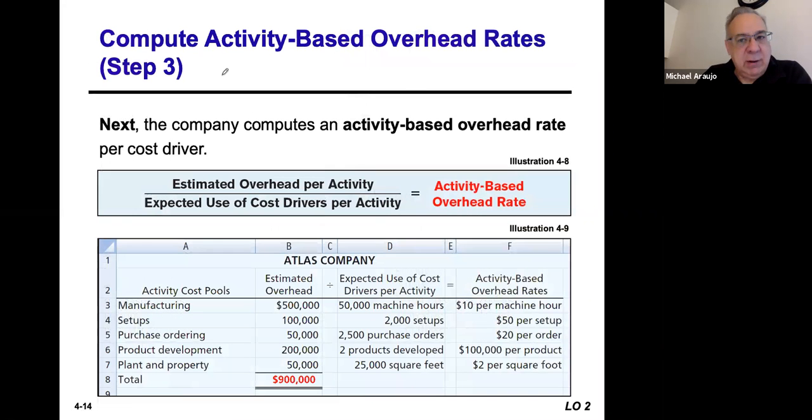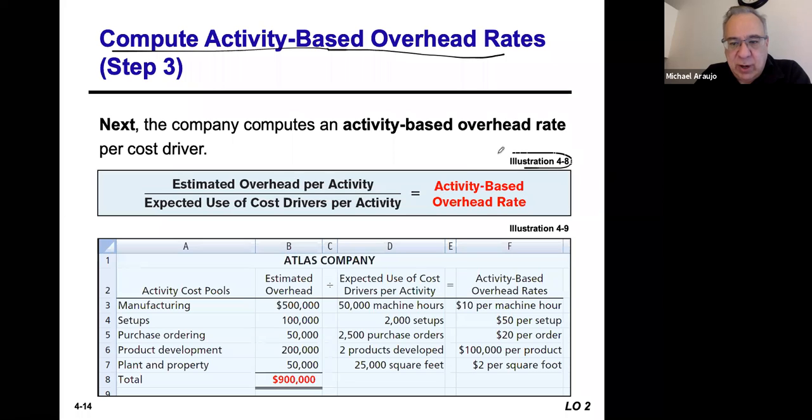All right, here comes the fun stuff. Now that we know what the cost of the activities are, and we know what the expected use of the cost driver is, we can actually compute the activity-based overhead rate. This is the formula for it. It's a secret formula. But not so secret, right there.